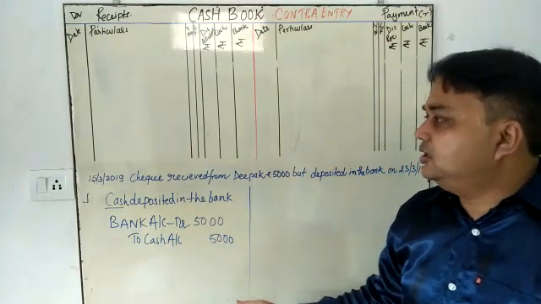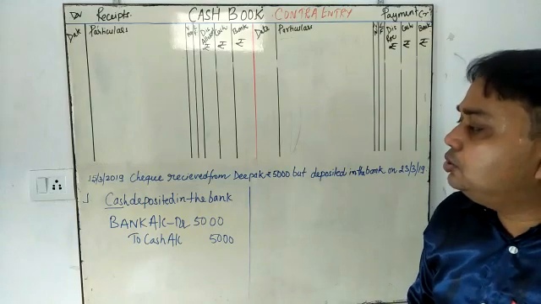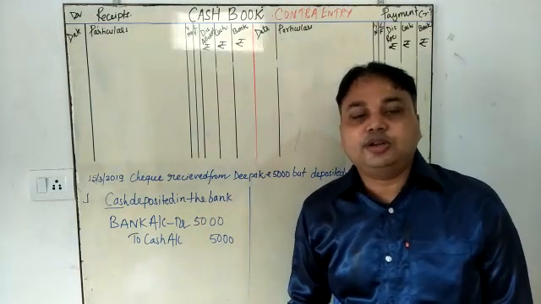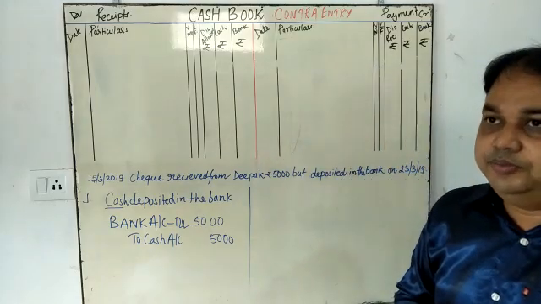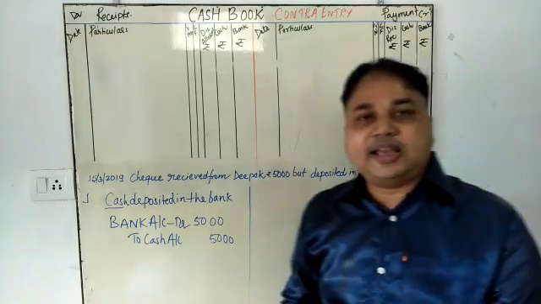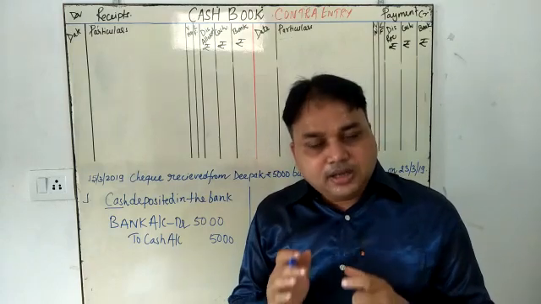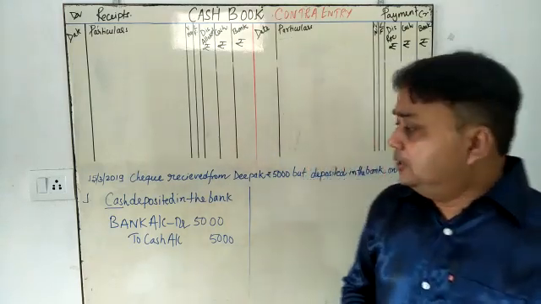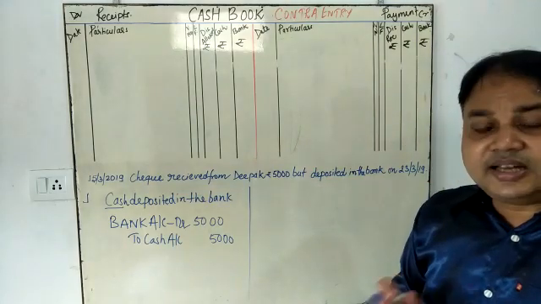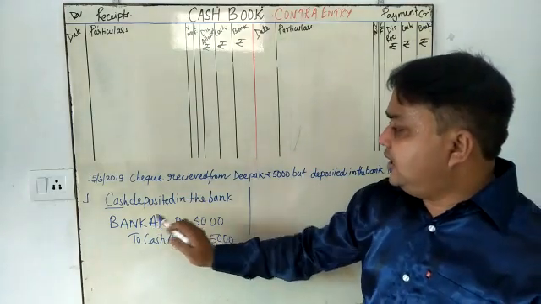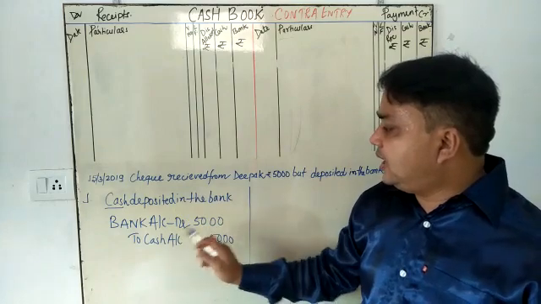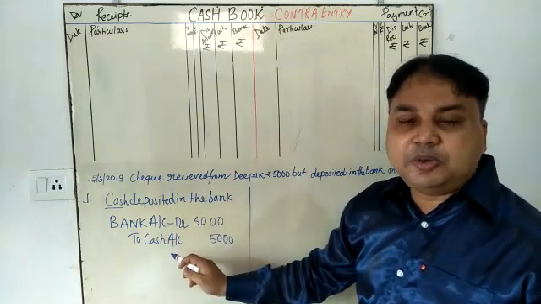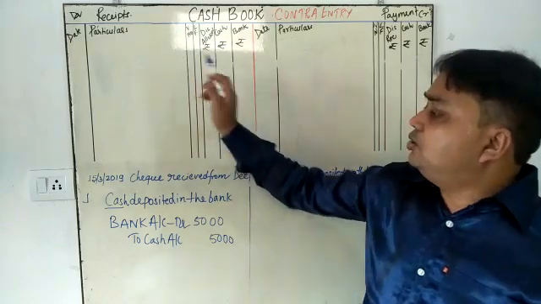So what happens? One thing is going to increase, another thing is going to decrease. In this situation, how do you put this in the cash book? Your cash book is not affected, because this bank or cash balance is maintained by the proprietor, but the features are the same. So what is the entry? Bank account debited to cash account. So the bank amount is going to increase and the cash amount is going to decrease.